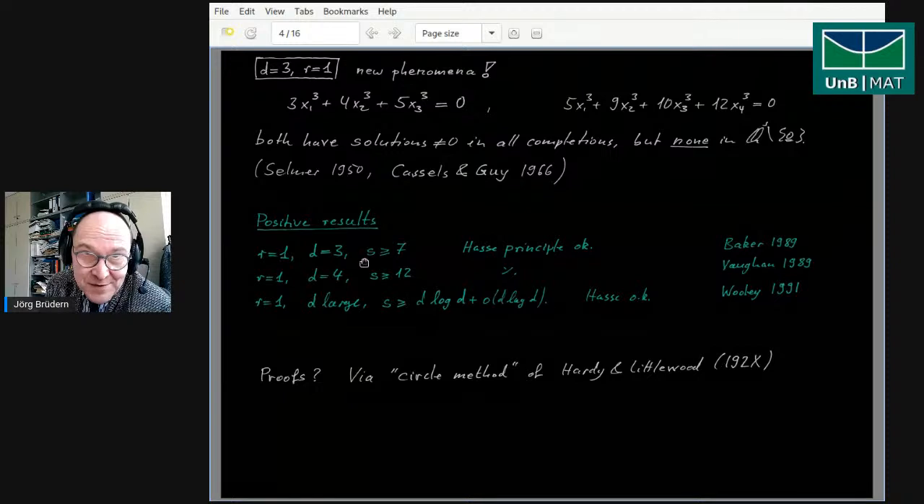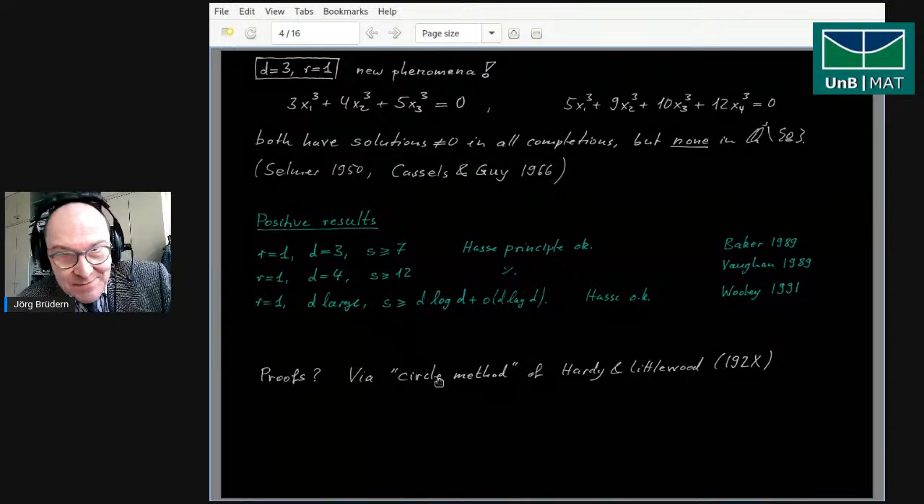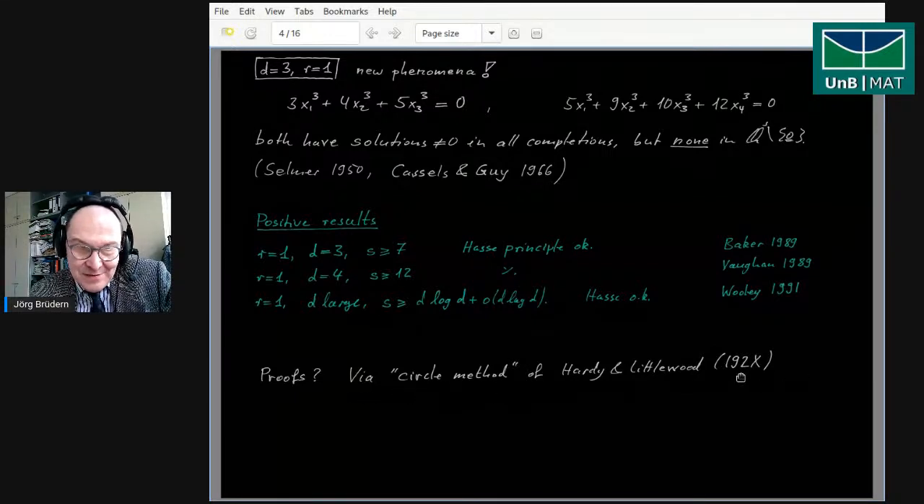All proofs of positive results that we have seen go through the circle method of Hardy and Littlewood. This was published first in 1922. So in some sense, the circle method has its 100th anniversary today. But it would be fair to include Ramanujan here. In a paper with Hardy, he had all the main ideas that gave the circle method later, and that was 3 years earlier.